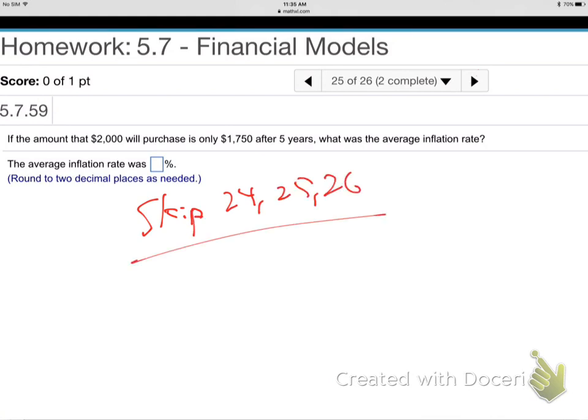Once it's started, I can't alter the assignment. So just skip 24, 25, and 26. Just leave them. It won't affect your homework at all. I mean, it'll say 90% or whatever, but don't worry about it. I'll figure it all out in the end. It will not harm you. So 24, 25, 26, just skip those.